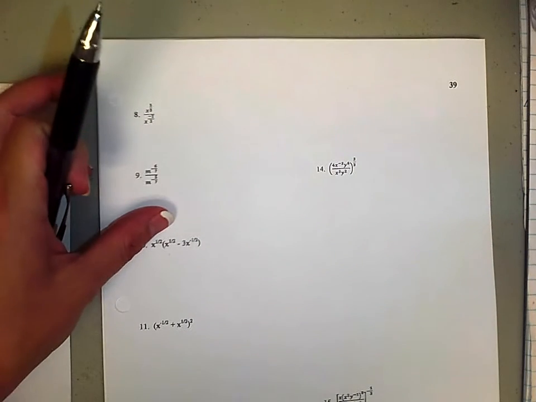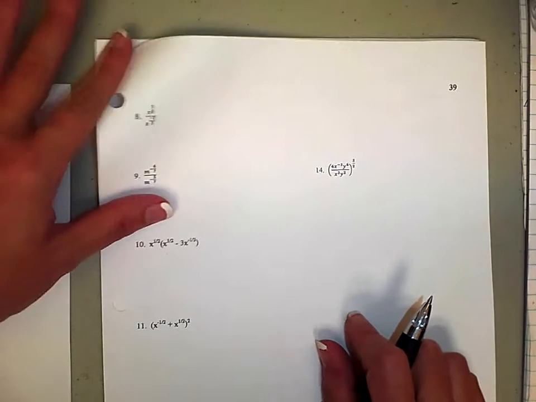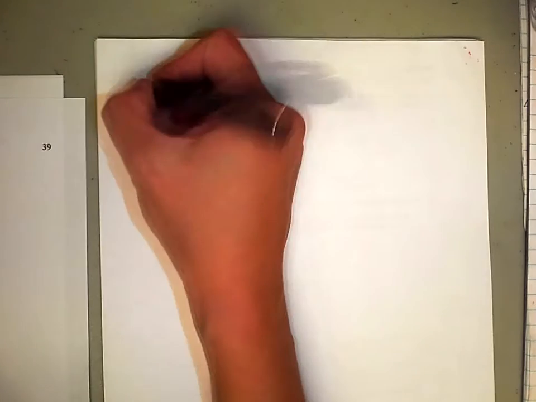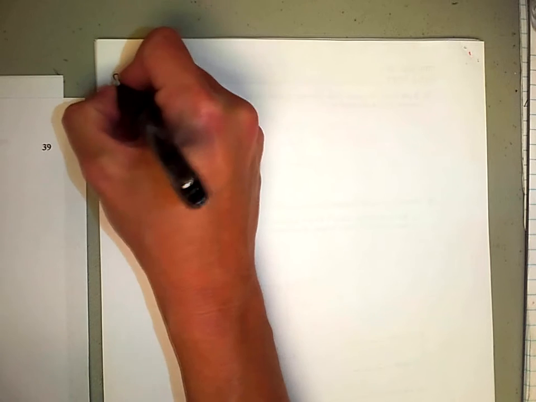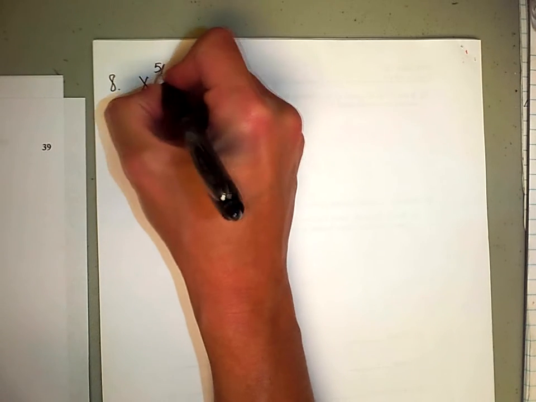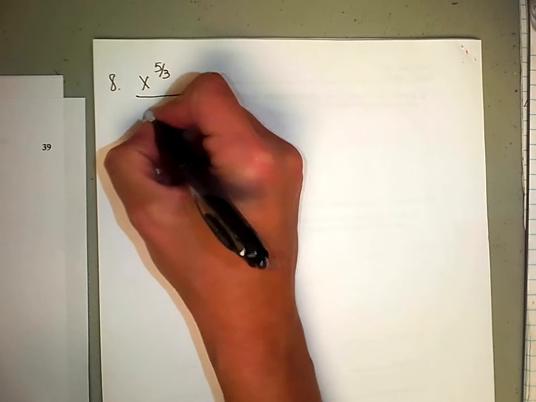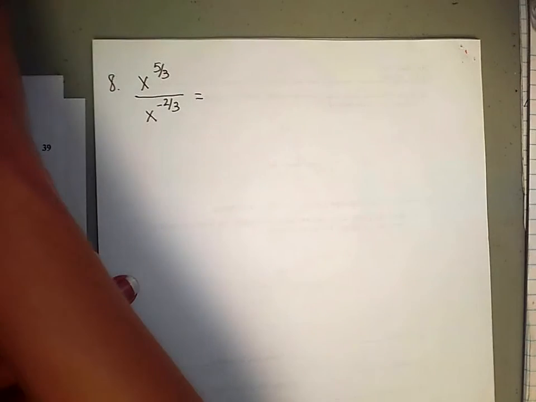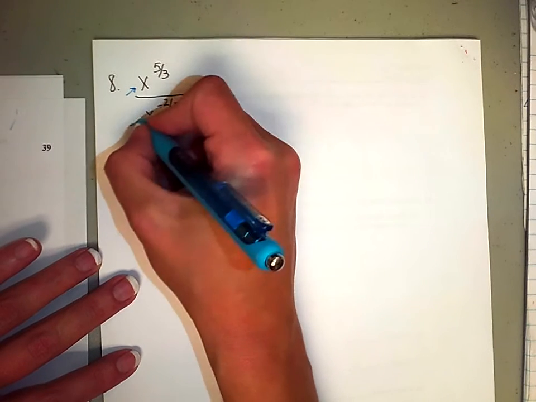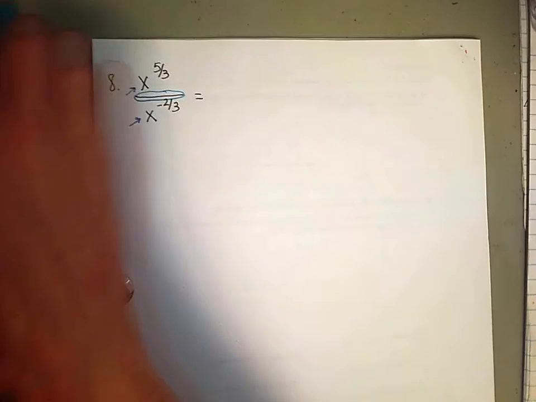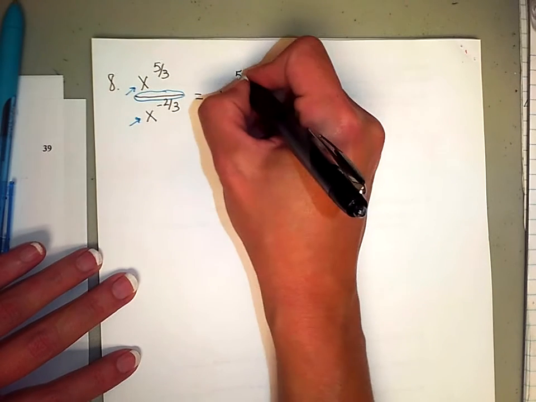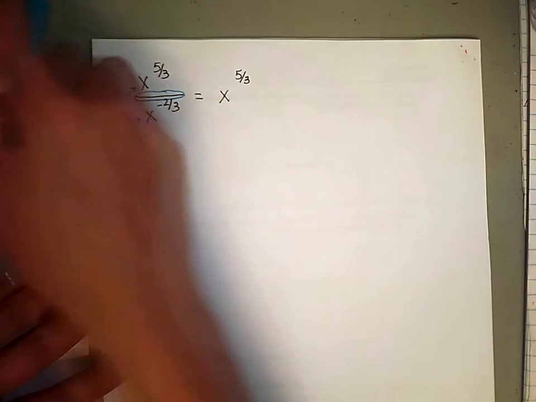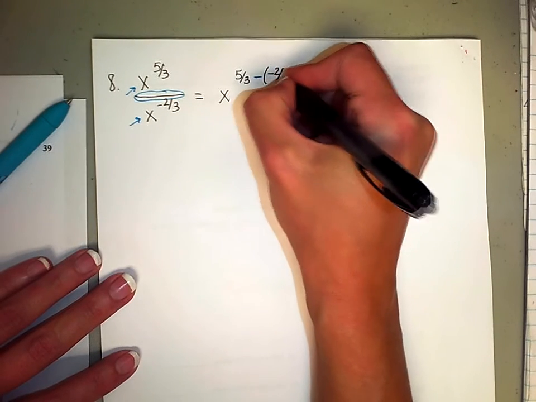Okay, we will continue on page 39, picking up at example 8. Alright, so we have x to the 5/3 divided by x to the negative 2/3. Again, we're dividing with like bases, so we will need to subtract the exponents. Okay? Like bases and a division. So that means we will take x to the 5/3 and we will subtract, putting this in parentheses, the negative 2/3.